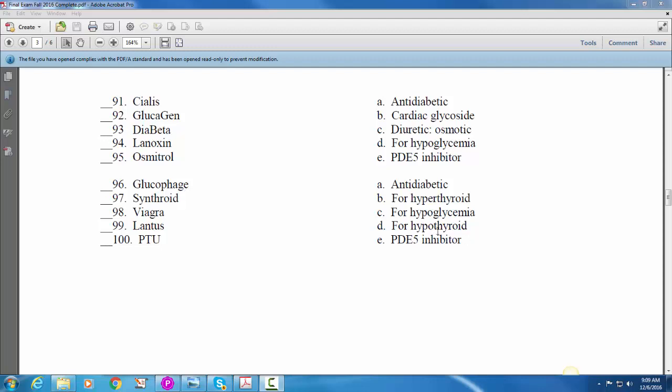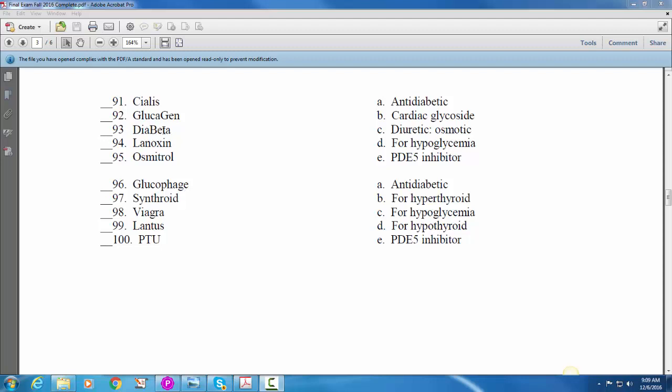Okay, I just wanted to go over the test form so there's no confusion. Let's look at the exam at number 91, and you see Cialis, and that's a PDE5 inhibitor, so you just put E. Glucagen is the brand name for glucagon, so when the glucose is gone, that's when you have hypoglycemia, so that would be D.